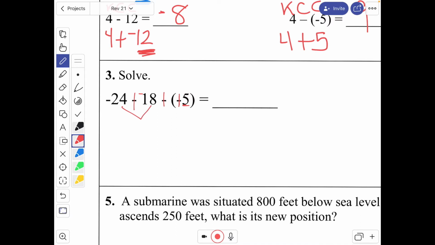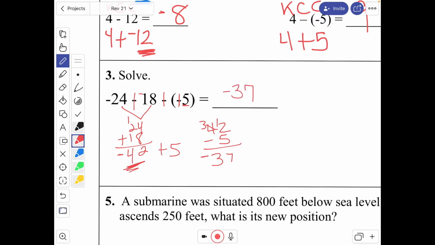Okay, then go back 2 numbers at a time, negative 24 and negative 18. Both the same sign, add them together. 24 plus 18. They were both negative, so that makes negative 42 plus positive 5. Those do not have the same sign, so we have to subtract. 42 minus 5 makes 37. And we take the sign of the higher number, so it's negative 37.